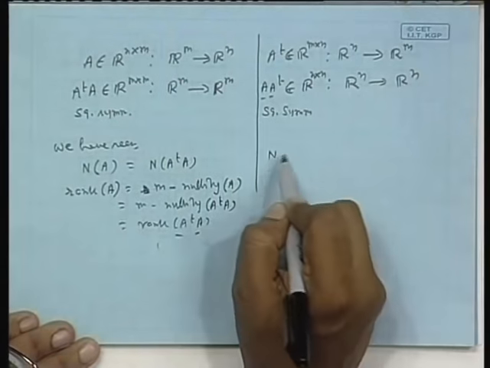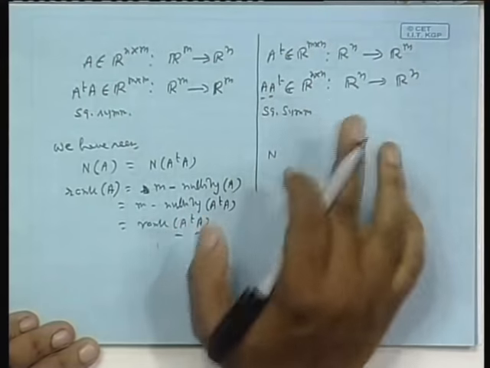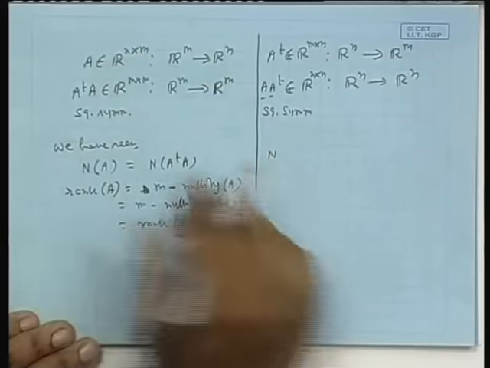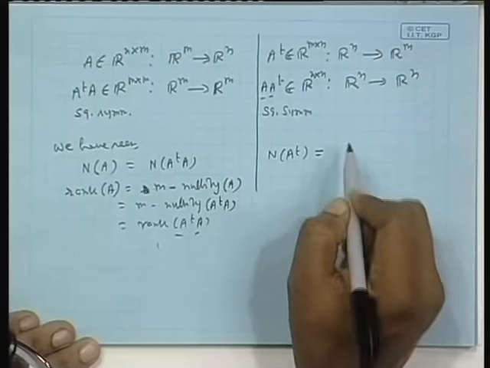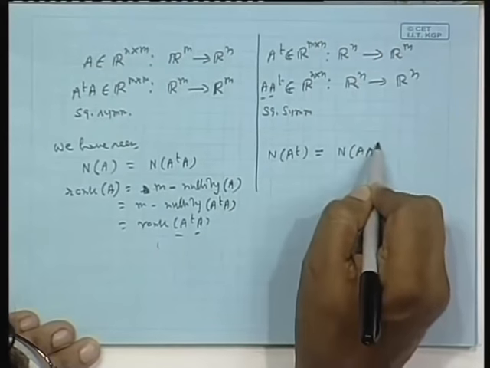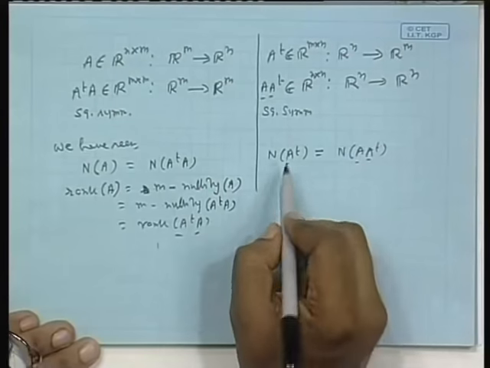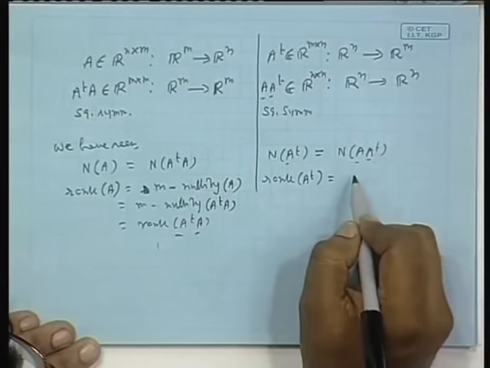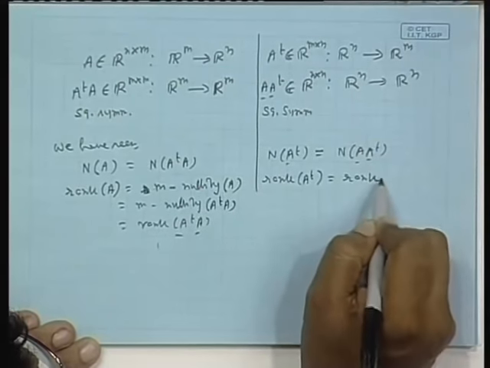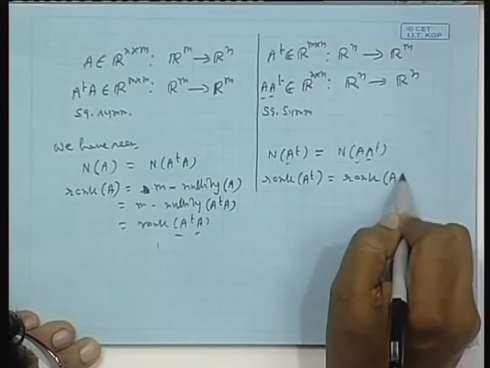In a similar manner, you can even call A transpose as A prime, and all this theory can be worked on this side. The null space of A A transpose will be the same as the null space of A transpose, and the rank of A A transpose is the same as the rank of A transpose.